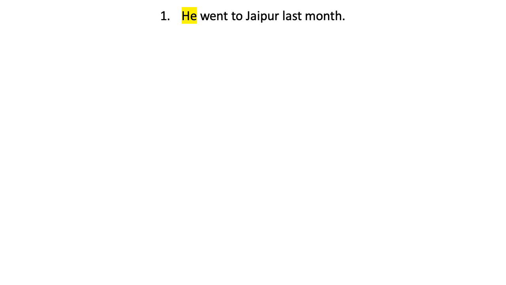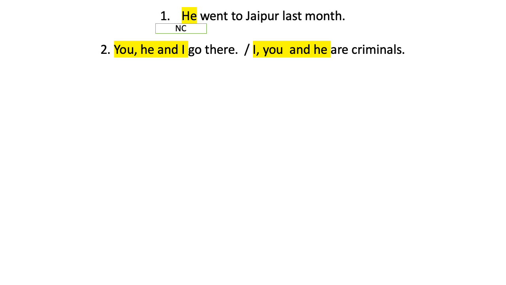He went to Jaipur last month. Here, he pronoun is at the place of a subject, so it is an example of nominative case. In number 2, you, he, and I go there, and I, you, and he are criminals. In these two examples, we have all the three persons: you, second person, he, third person, and I, first person.